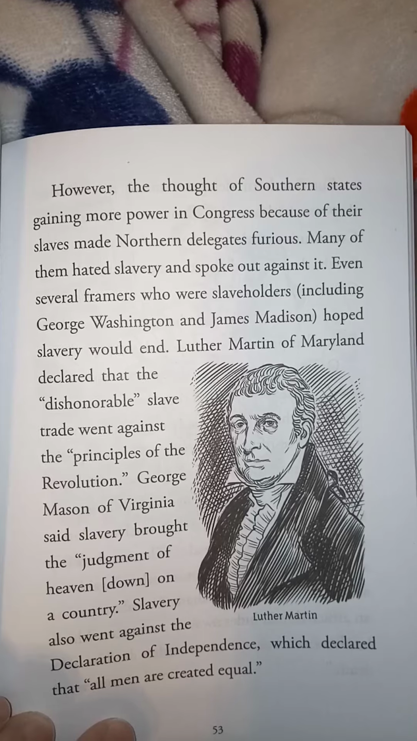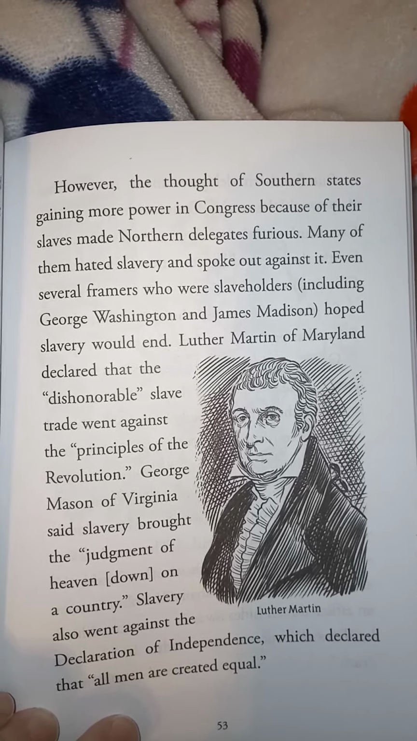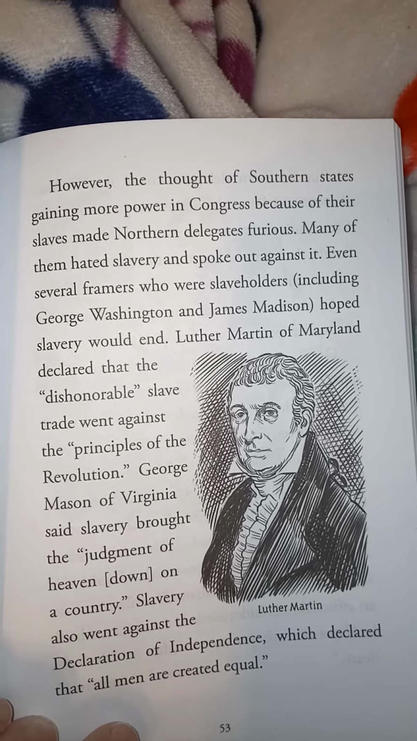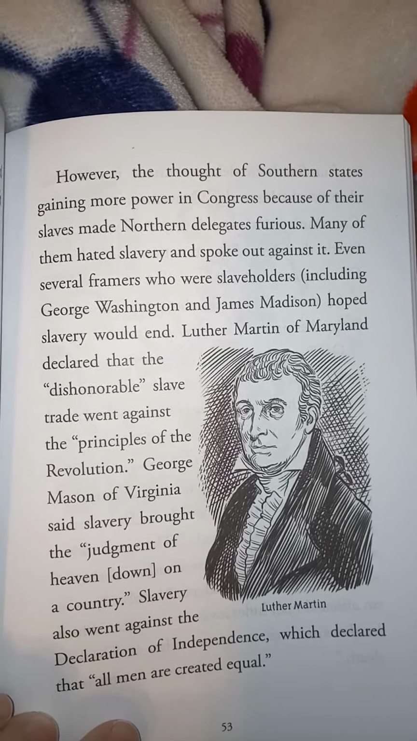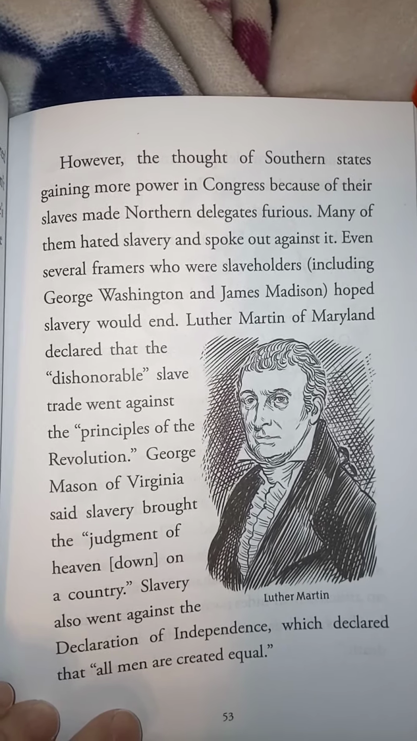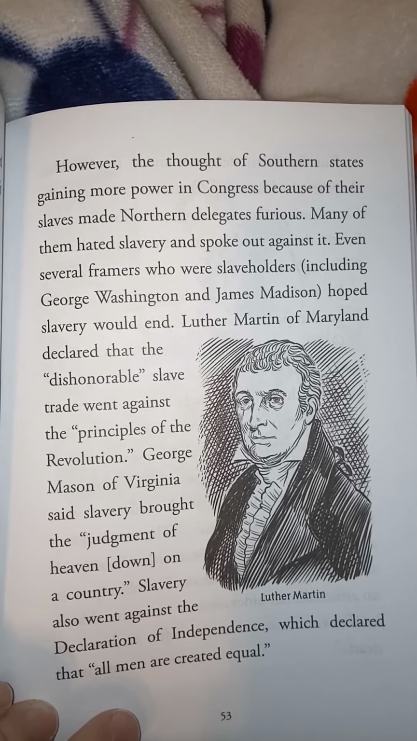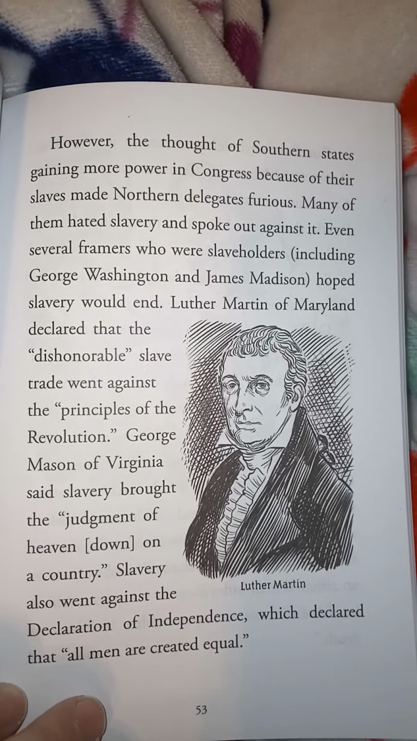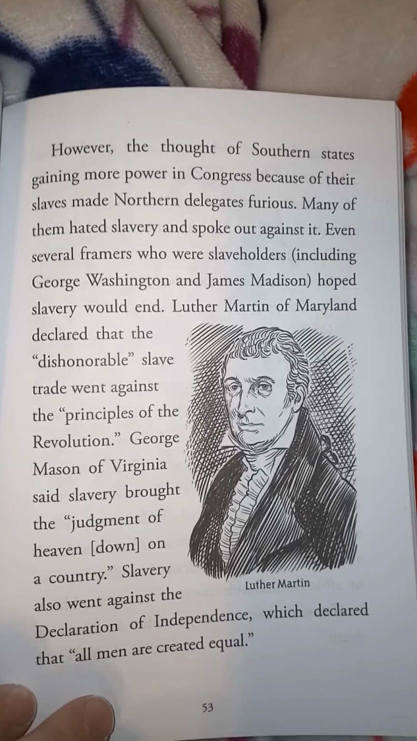Many of them hated slavery and spoke out against it. Even several farmers who were slaveholders, including George Washington and James Madison, hoped slavery would end. Luther Martin of Maryland declared that the dishonorable slave trade went against the principles of the Revolution. George Mason of Virginia said slavery brought the judgment of heaven down on a country. Slavery also went against the Declaration of Independence, which declared that all men are created equal.